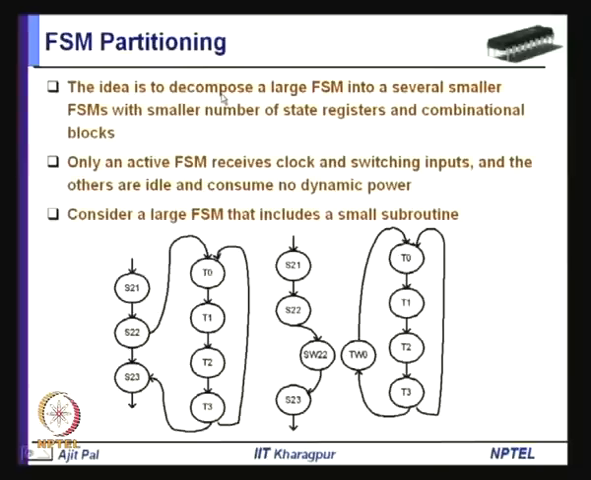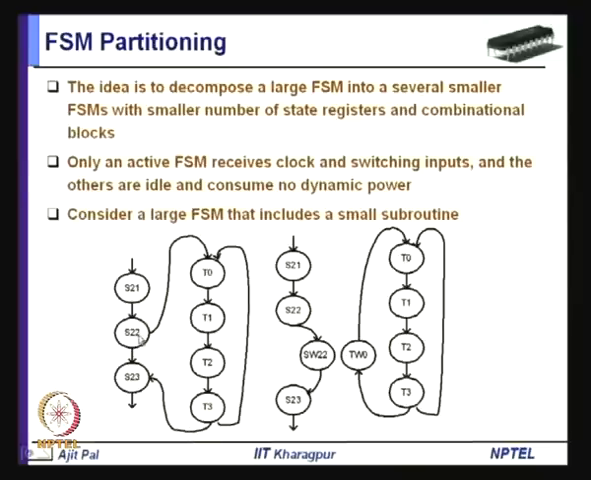So, here the idea is to decompose a large FSM into several smaller finite state machines with a smaller number of state registers and combinational blocks. And only an active FSM receives clock and switching inputs, and the others are idle and consume no dynamic power. So, in this case, as you can see, this is the original finite state machine, and in this state transition diagram, this particular path corresponds to the main loop, the main program, and this can be considered as a kind of subroutine.